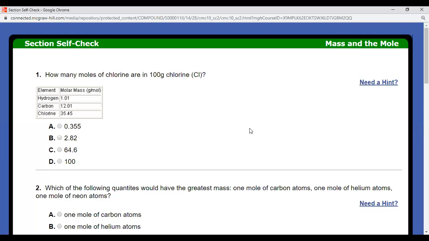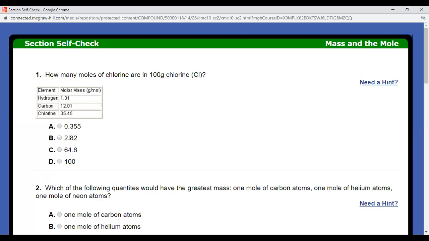How many moles of chlorine are in 100 grams of chlorine? Easy. How many moles? What about the rule for the number of moles? B. 2.82.